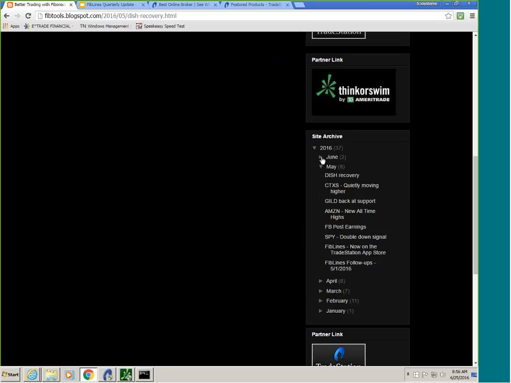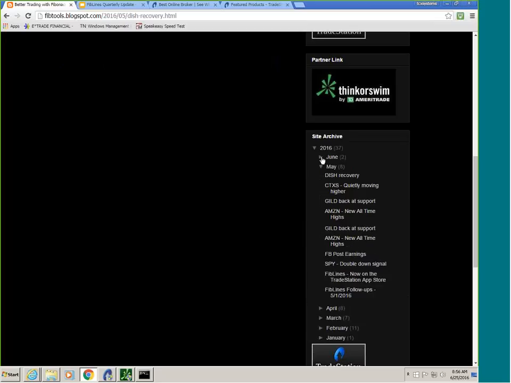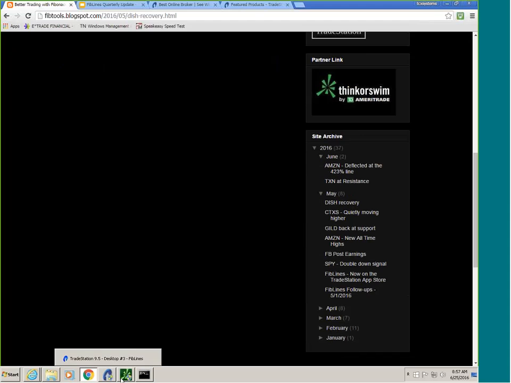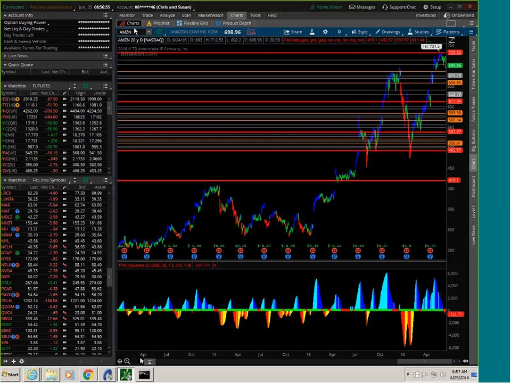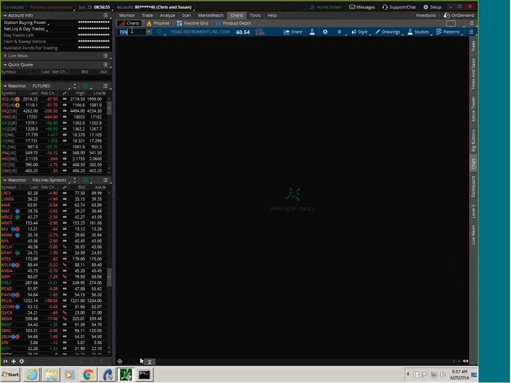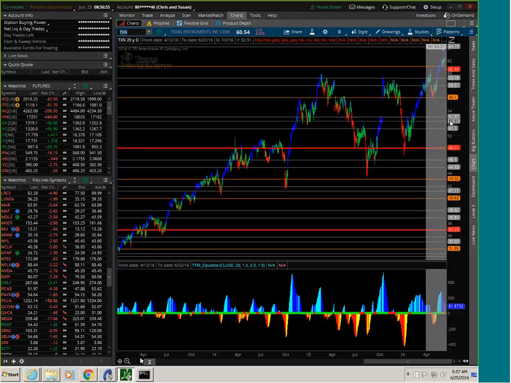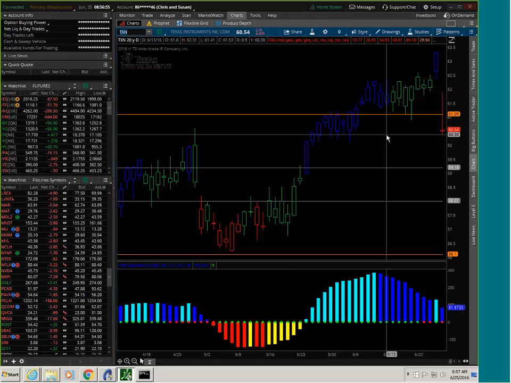Okay, so I think that's the extent of my updates in terms of specific symbols. We talked about Amazon, Texas Instruments. I identified also here recently TXN. And we had some resistance there. We blew through and we came back down and have gone red on the range bands once again. So that's my symbol review.